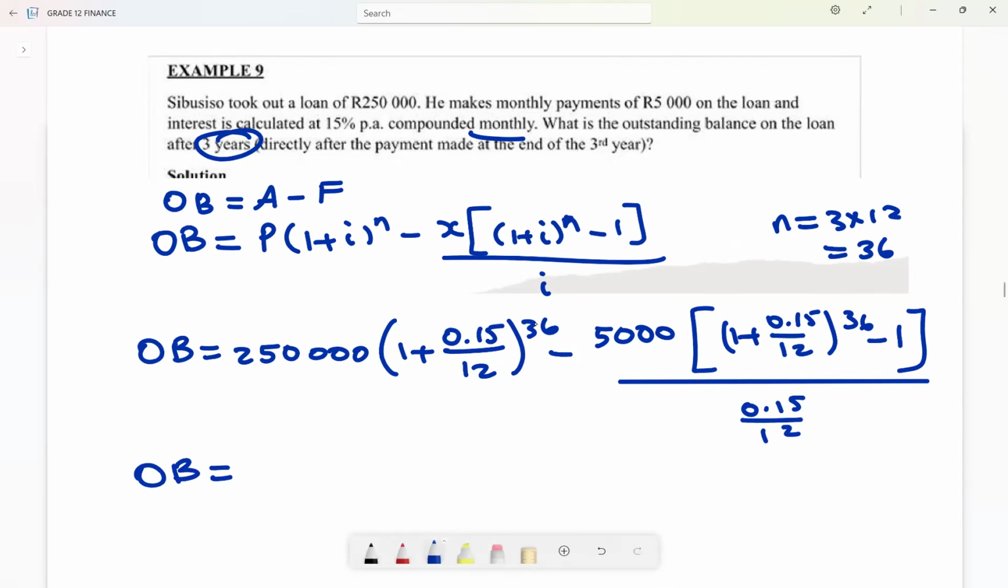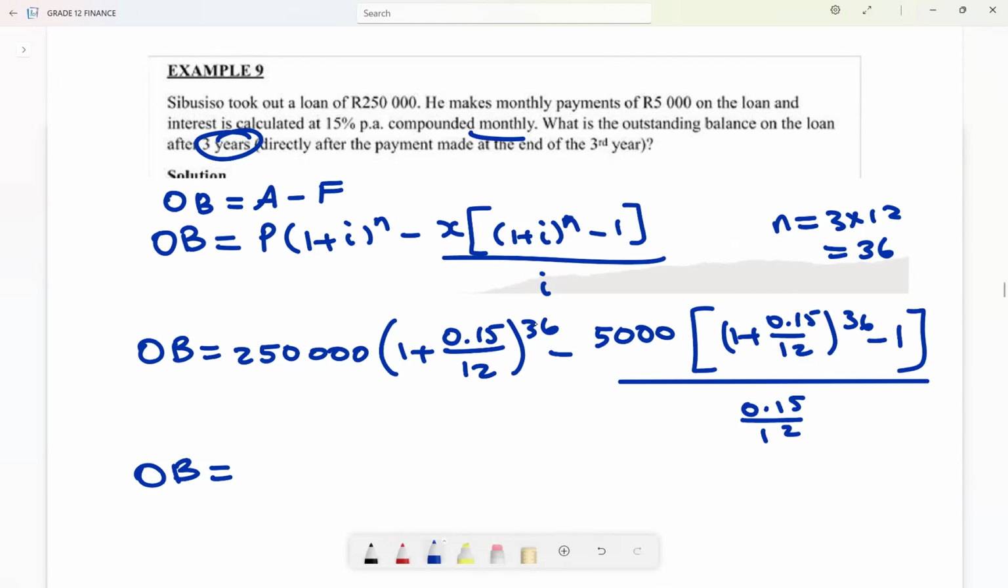Outstanding balance should be 250,000 times 1 plus 0.15 divided by 12, to the power of 36. Actually, I'm going to tell you how cruel the bank can be, guys. I will tell you how cruel the bank can be, especially in terms of loans. You should be very, very cautious and very careful when you take loans, guys.